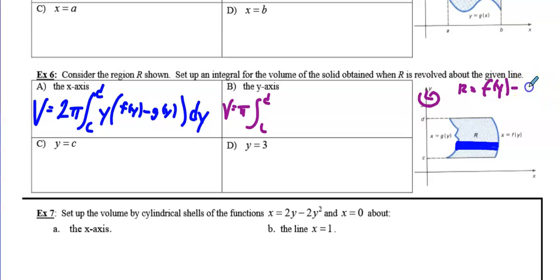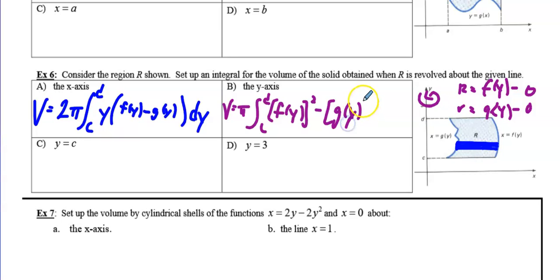This is x equals 0, so it's going to be just f of y minus 0. So this whole distance right here, our little r is going to be g of y minus 0. Again, the distance right here. So our big R is going to be f of y, and remember, we have to quantity square that. And then our little r is going to be g of y, and we have to quantity square that. And then dy. So hopefully with the washer-disk method, you guys are pretty good with that one now.